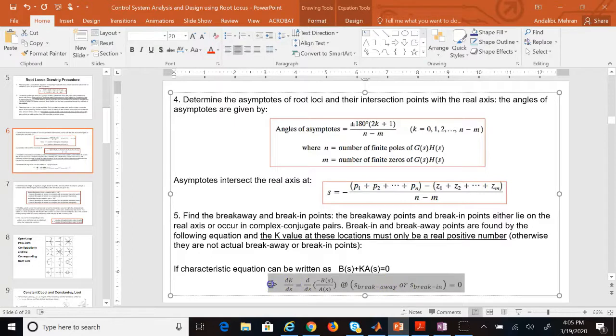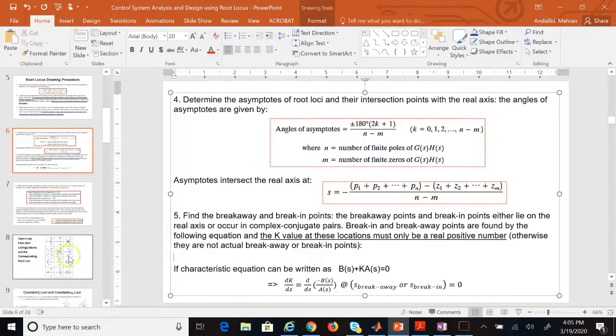So from this equation we can find the location of the breakaway and break-in points, and then if we plug the s values back into the equation for k, it's going to give us some k numbers. Now, not every point that we find from this equation is actually a breakaway or break-in point. Some of them are, some of them are not. How do I know which ones are real breakaway or break-in points? So if I plug the s value I found from here back into the k equation, then if the k turns out to be a positive real number, that is an actual one. Otherwise, it is a fictitious one. And I'll show you all of that.